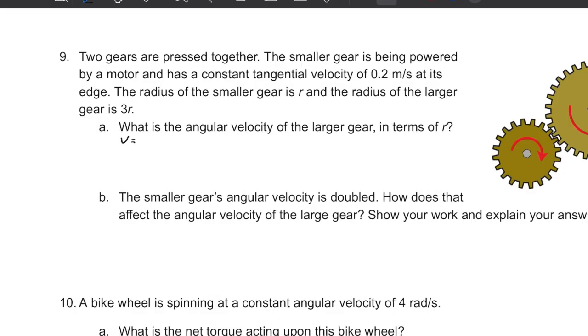We've got two gears that are touching tooth to tooth as they're moving. So they have the same linear velocity, or tangential velocity, because they're tooth to tooth. What is the angular velocity of the large gear in terms of radius? Well, velocity is omega r, so omega is equal to v over r. We know that the velocity for both of them is 0.2. The radius is 3r, so if we divide that, we should get some number close to 0.067r.